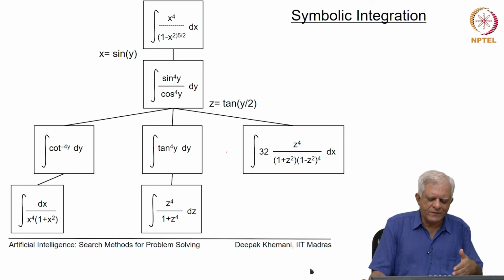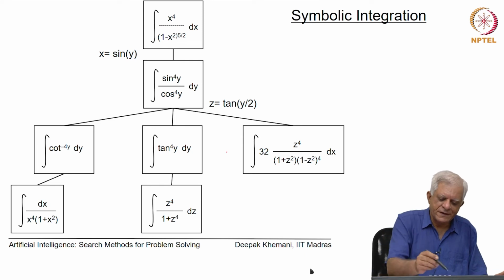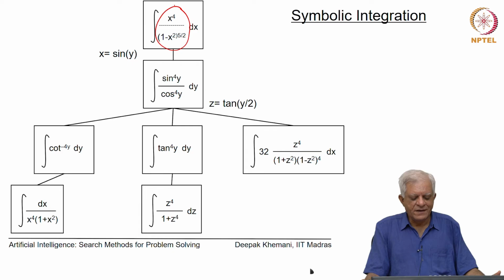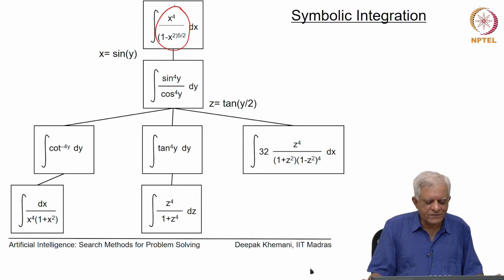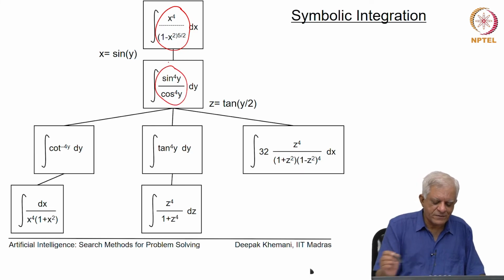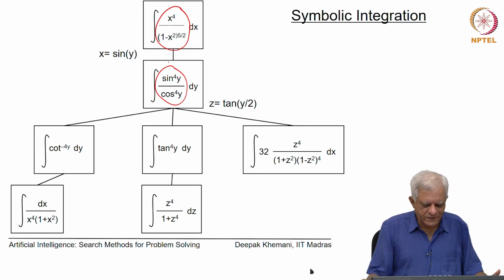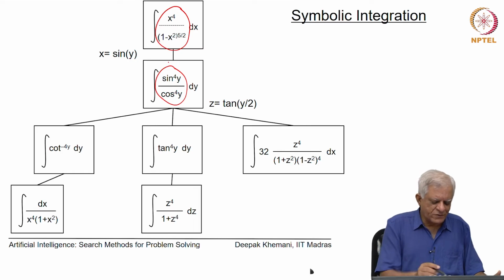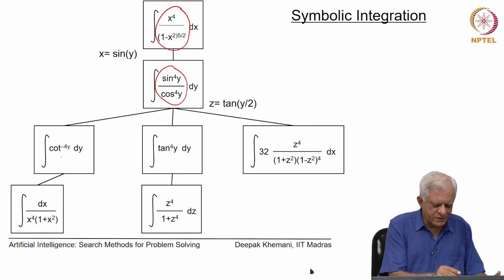So, in this example we will not go into the details of this particular integration problem, but it seems difficult enough looking at it. There are various things that you could try. For example, you could substitute x with sin y and you get the second part, which is sin raised to 4 divided by cos raised to 4.